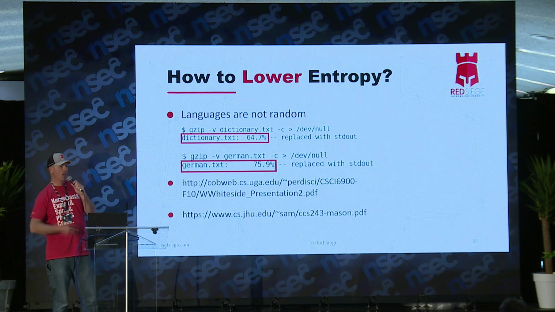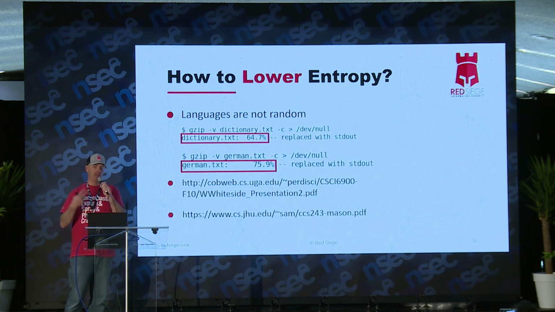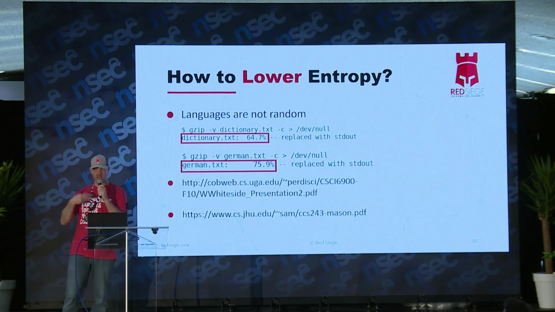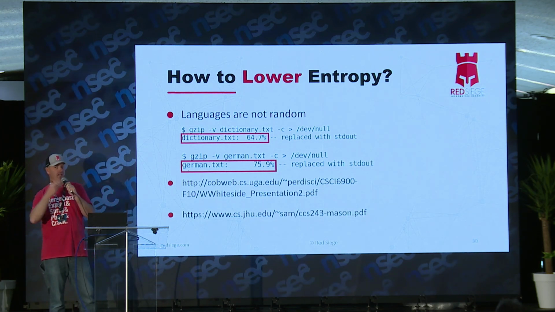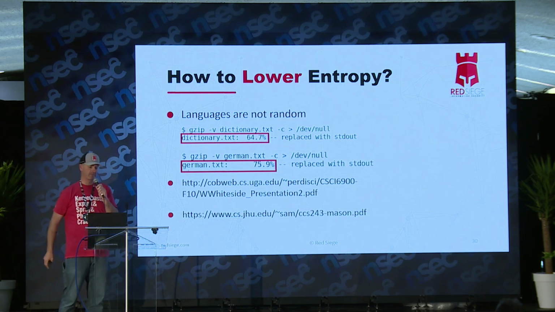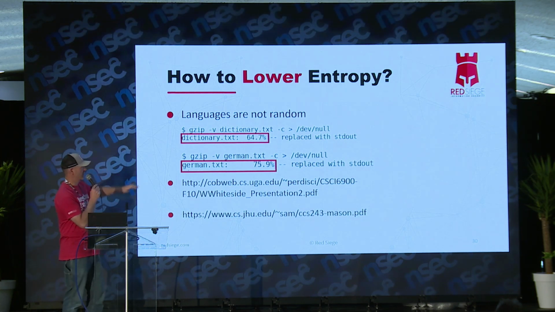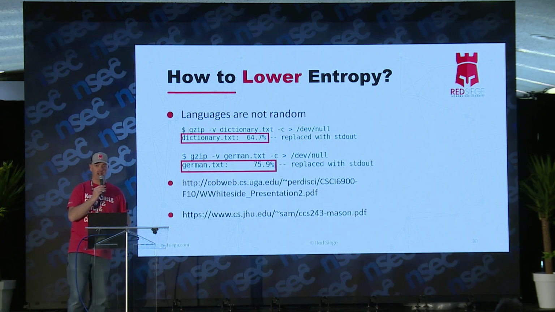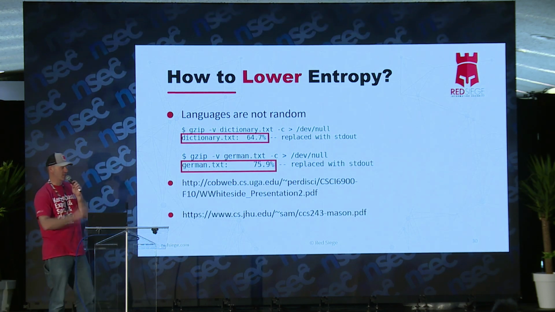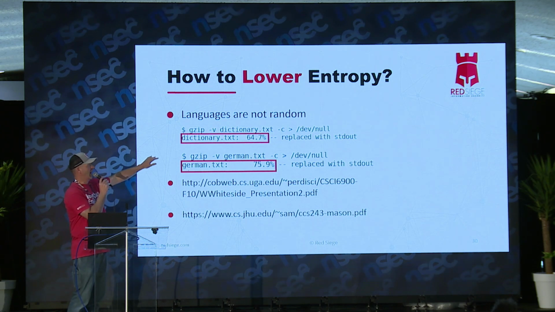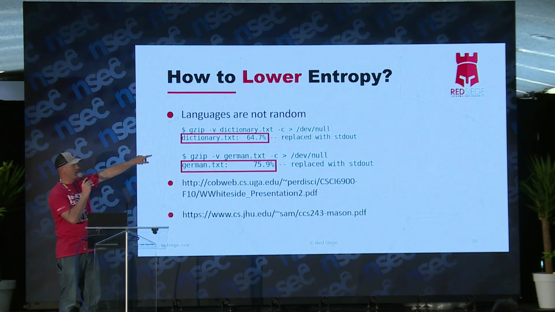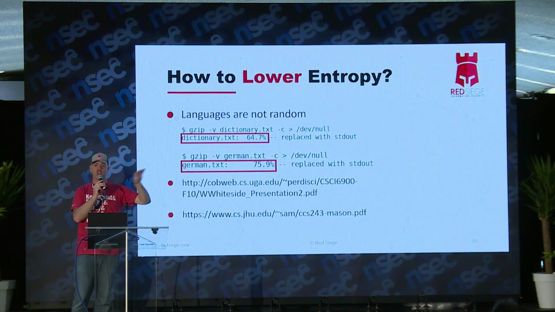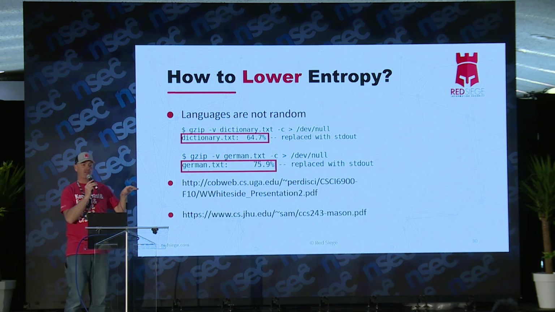So we know that languages are not random. And while this could probably apply to programming languages as well, I'm specifically referring here to written and spoken languages that humans use to communicate. So I've done a little test. This first one, dictionary.txt, because you know I'm a heathen American and I assume that everyone speaks English, so dictionary just means English. And I tried to compress it with gzip, and I reduced it by 64.7%. It's a good amount. It compressed quite a bit, which tells me that it's probably not very random.